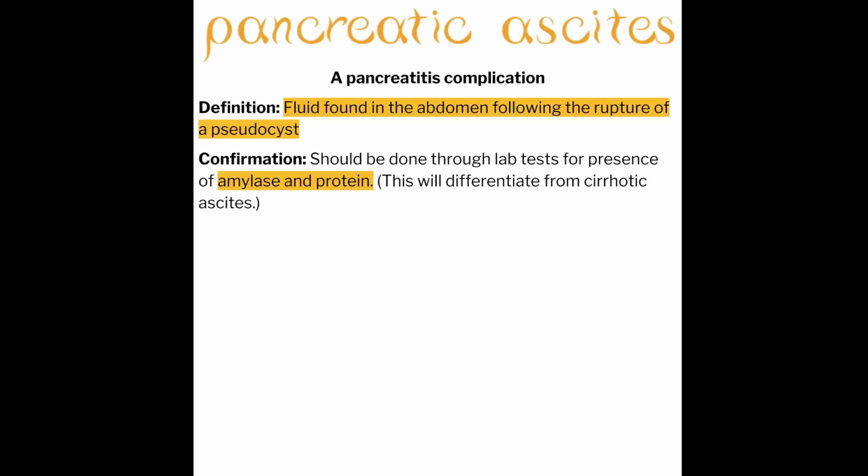But we consider mostly pancreatic ascites to be free fluid within the abdomen that has a strong presence of amylase and protein. So if a patient has fluid within the abdomen, they go and do a paracentesis on it, send it down to lab, we would expect amylase and protein to be in it if it is a pancreatic source.